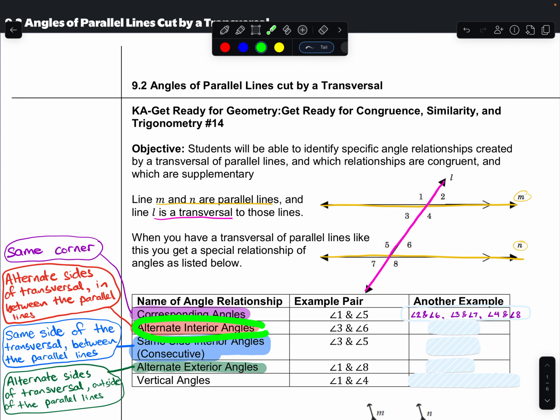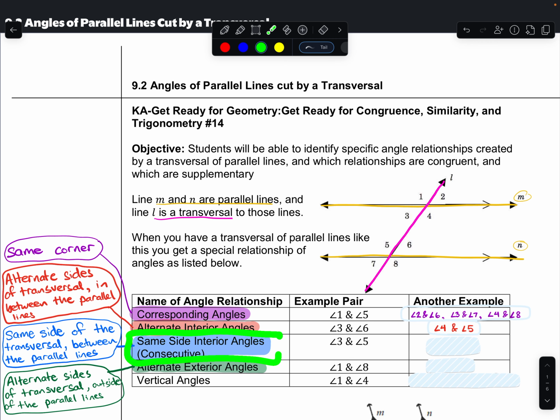So alternate interior angles means they're on alternate sides of the transversal. So angles 3 and 6, yep, they're on opposite sides of that pink line, so they're alternate. They're also interior because they are inside the parallel lines. 3 and 6 are definitely between the parallel lines. So angles 3 and 6 are alternate interior angles. Again, pause the video. Can you think of any other 2 angles that would be considered alternate interior? If you guessed angle 4 and angle 5, then you are correct. Those are also alternate interior angles.